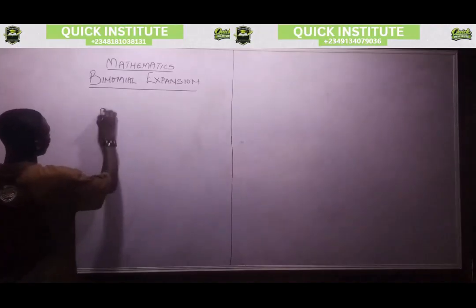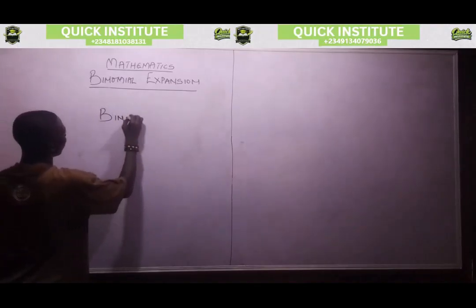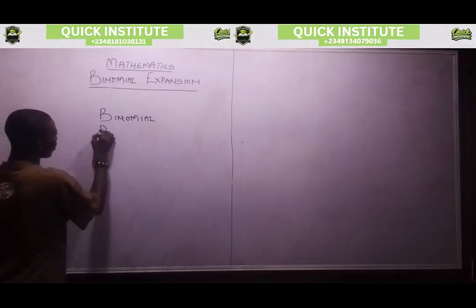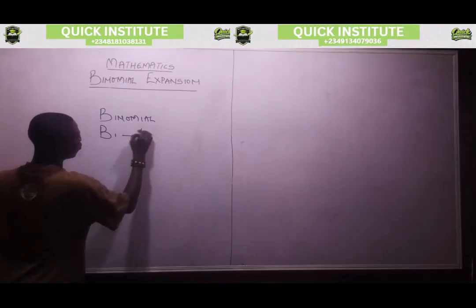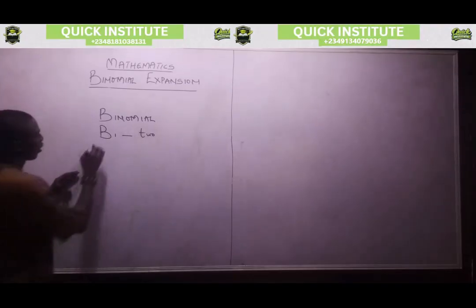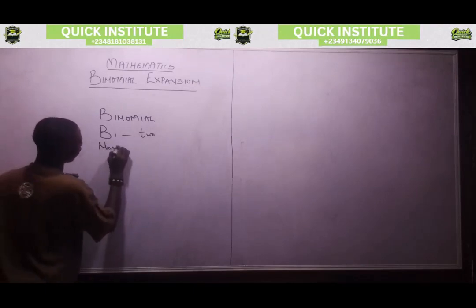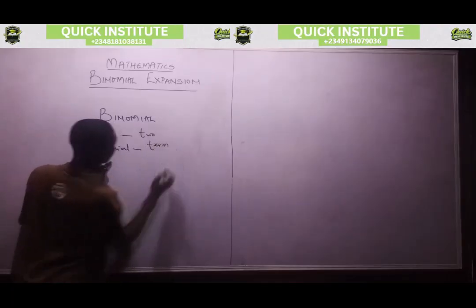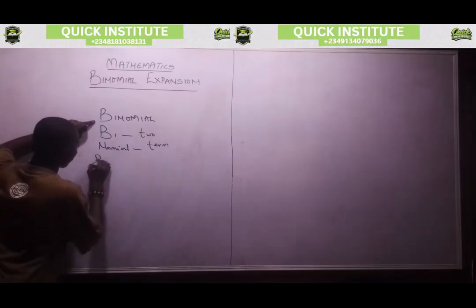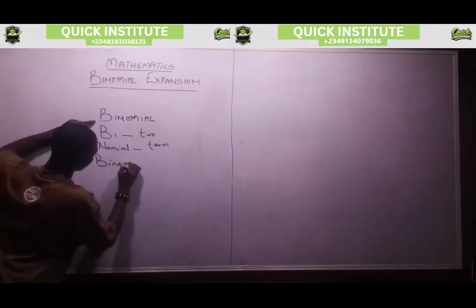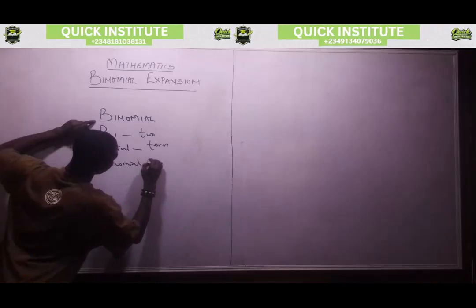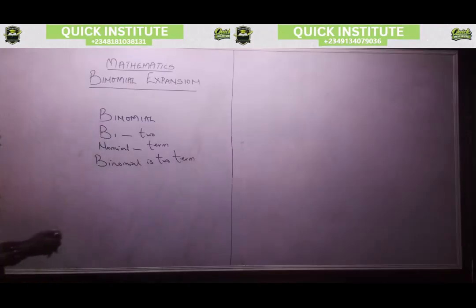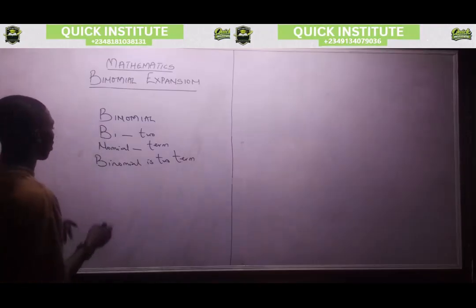We are talking about binomial. If they say bi, what does it mean? Two. And they say nomial. Nomial means what? Term. Therefore, binomial is two terms. Right?